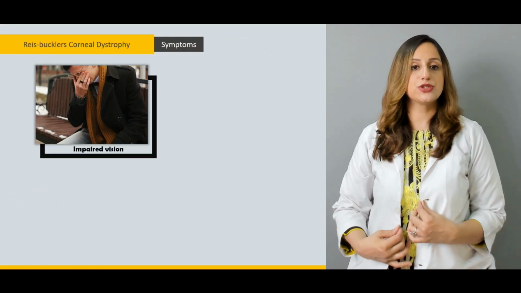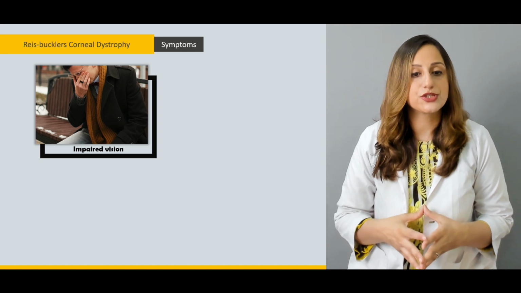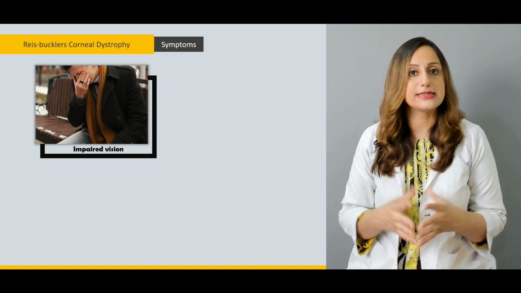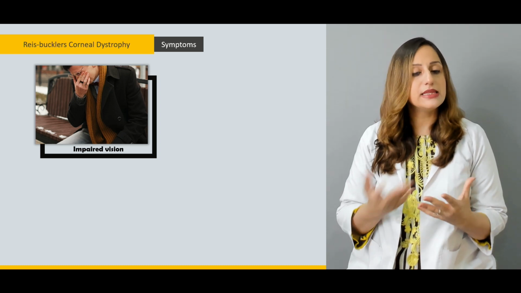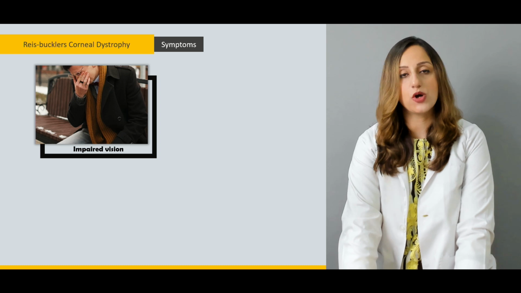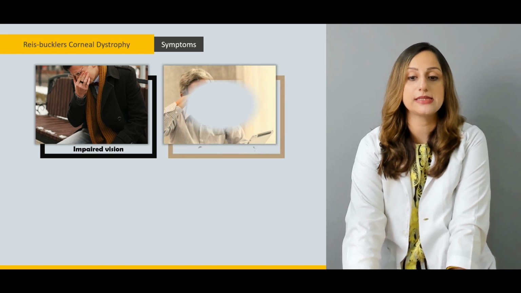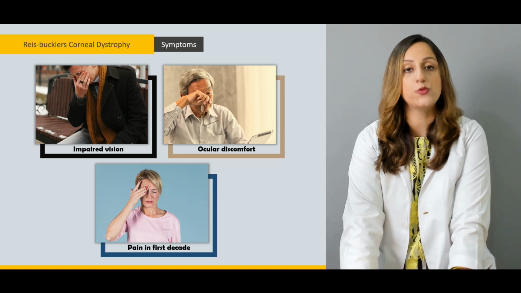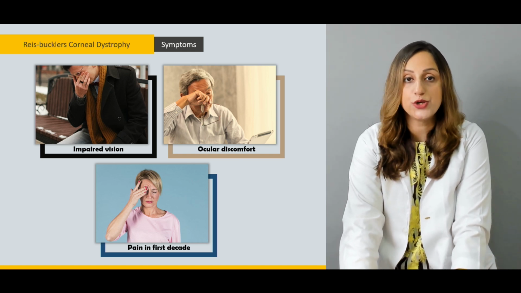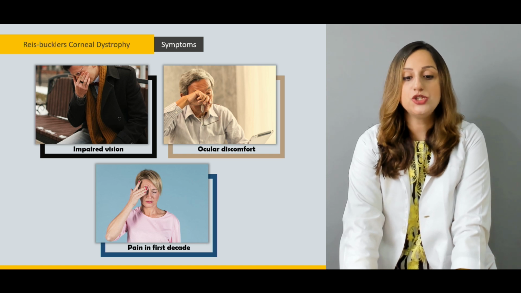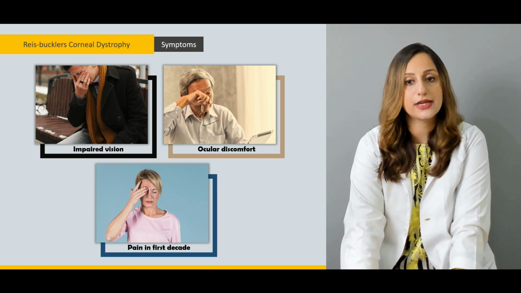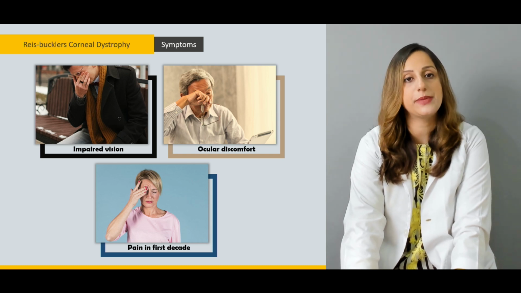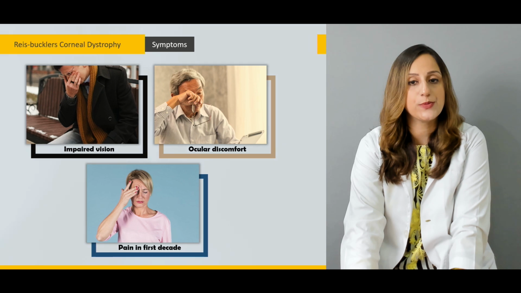Another variant is known as Reis-Bücklers corneal dystrophy, which is another name for the stromal variety or the Bowman's layer variety. There would be impaired vision, as we have already seen with the other corneal dystrophies, as well as ocular discomfort noted by the patient. Usually, the pain is in the first decade of life. So this is the commonest clinical picture for these kinds of Bowman layer dystrophies.